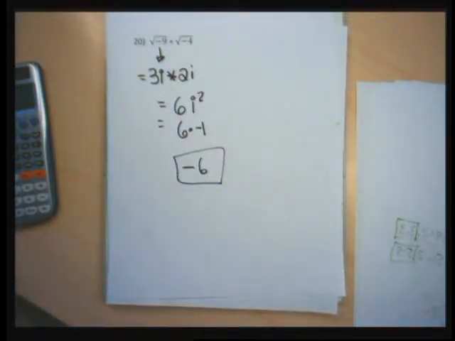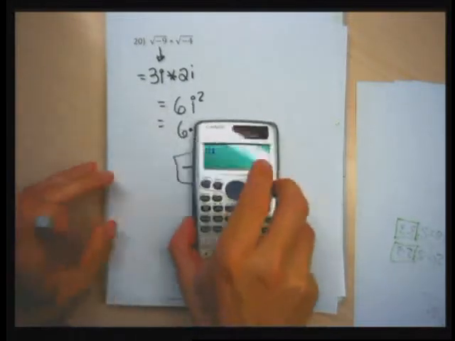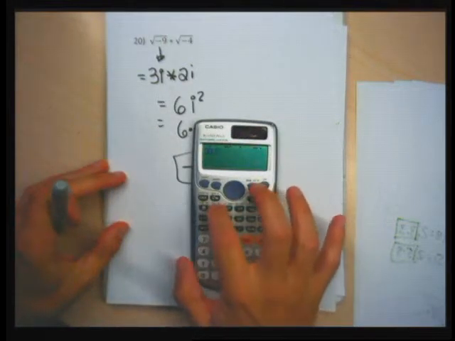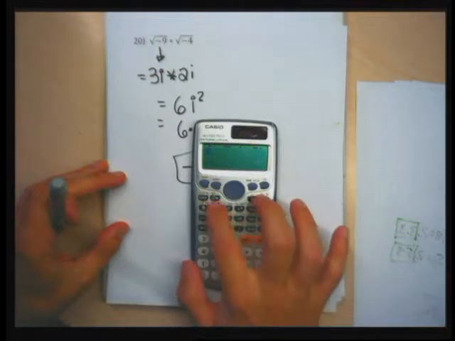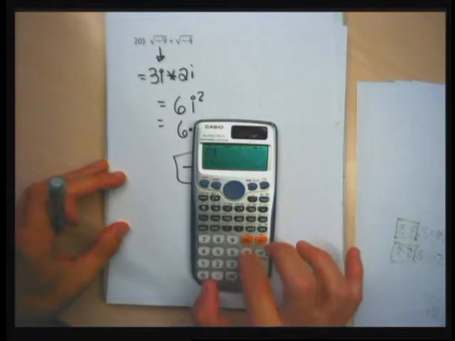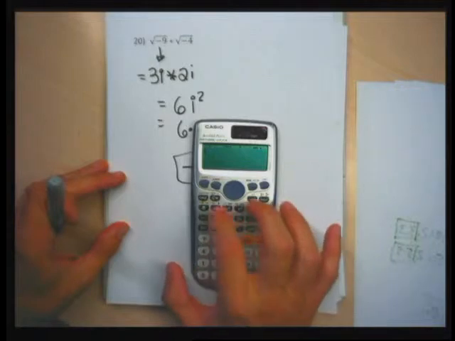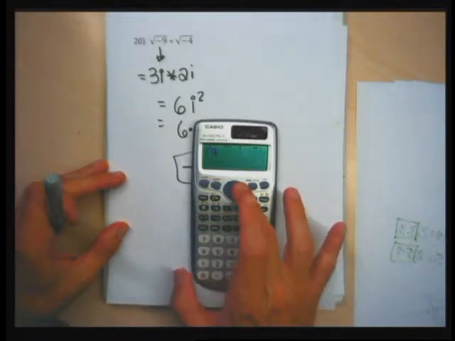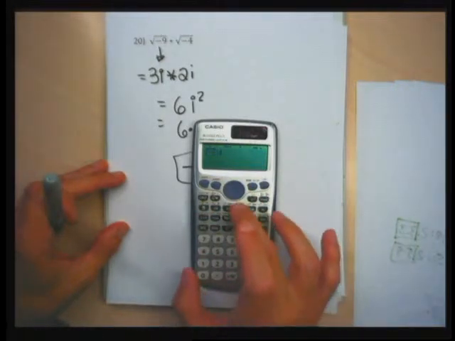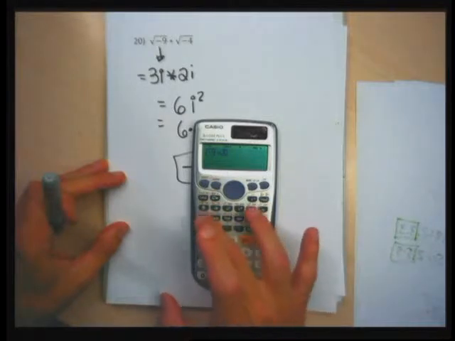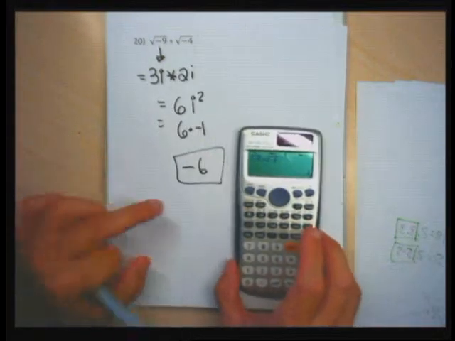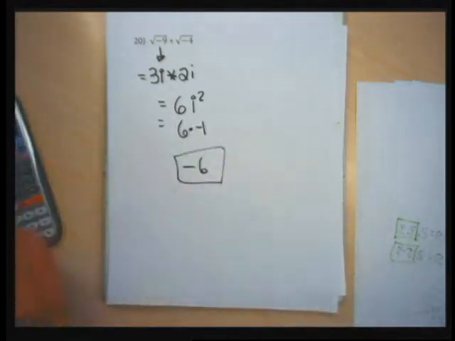Again, I'm going to double check this to make sure I haven't messed up. I'm going to go square root of negative 9 times square root of negative 4. And I see negative 6 perfectly.